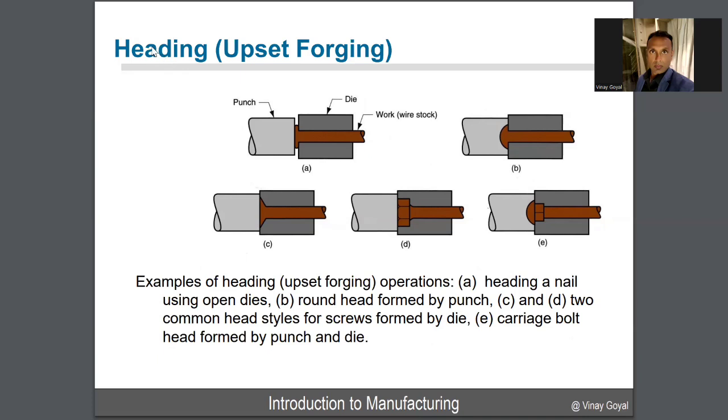Here you have the upset forging. You can actually have the punch. So that's A. So the heading nail uses an open die. Here you have a round head formed by the punch. And then here you can see two common head styles for screws formed by a die in this case. And then here's a carriage bolt, which is a head formed by a punch and a die.